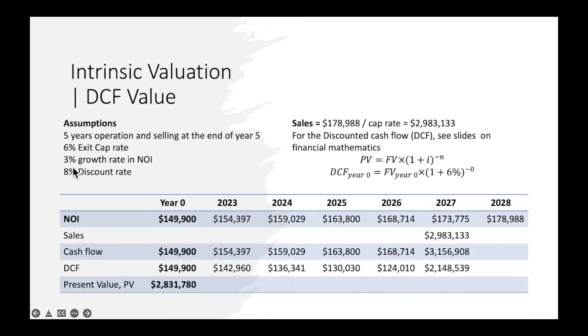And you remember when we were talking about valuation, we said that valuation is based on the growth rate of your cash flow. We're going to assume that our net operating income is growing at the rate of 3% per year. Then our discount rate, and how much is going to be your discount rate? We're going to assume that it is 8%.